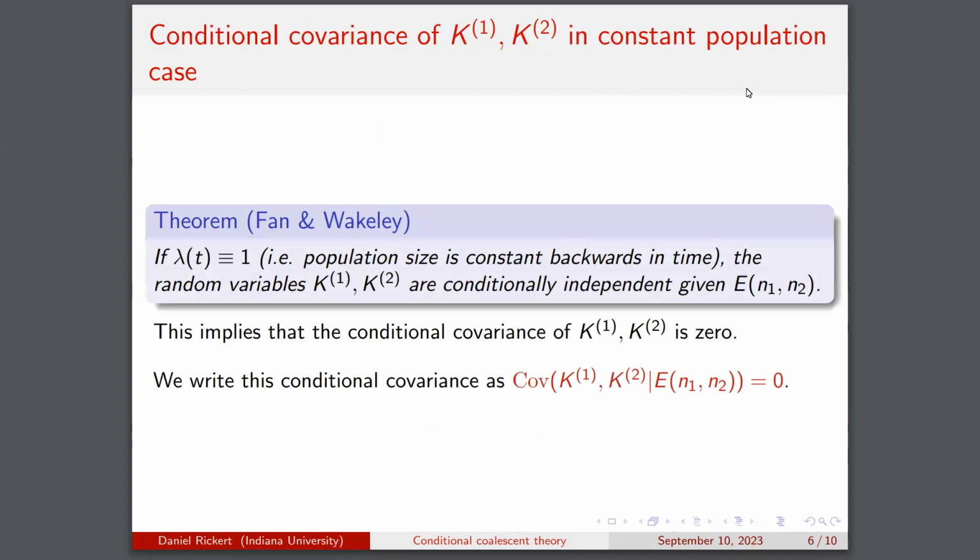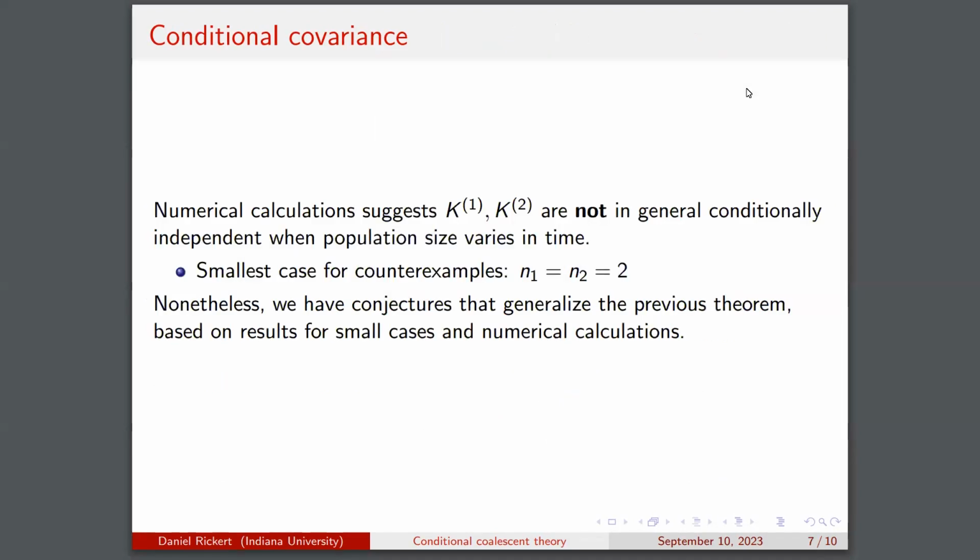In the constant population size case, it is known that K1 and K2 are independent random variables conditional on knowing the sample types. In fact, the entire sub-processes for the type 1 alleles and the type 2 alleles are independent of each other. Nonetheless, numerical calculations suggest that this independence is lost when the population varies in size over time. Nonetheless, there still appear to be some nice properties that exist, even in this more general case.